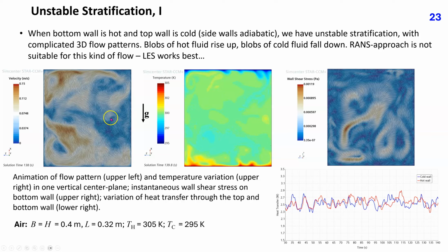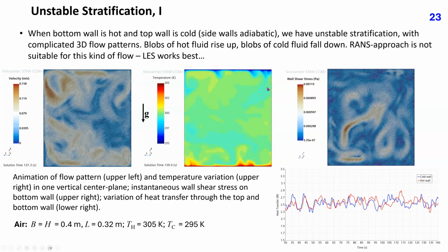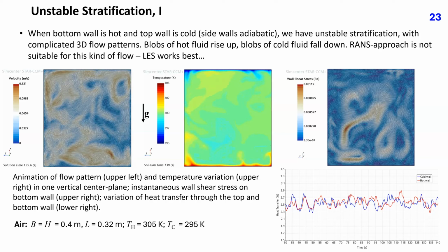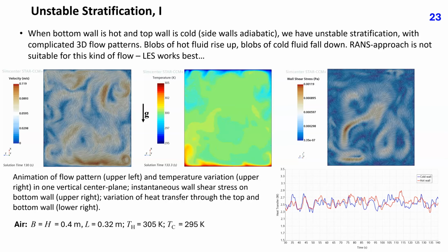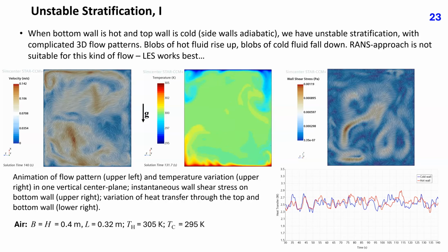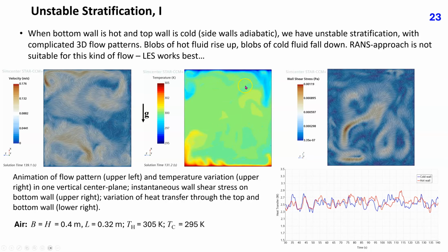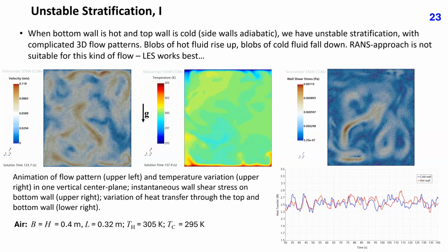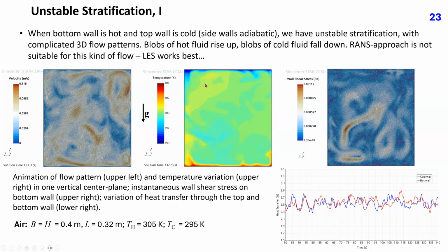These videos show animation of flow pattern and temperature variation in one vertical center plane from a large eddy simulation of natural convection flow in a cavity filled with air which is 0.4 meters tall with a base size of 0.4 times 0.32 meters, hot bottom wall at 305 Kelvin and cold top wall at 295 Kelvin. We see in these animations occasional ejections of hot blobs of fluid from the vicinity of the bottom wall as well as cold blobs falling down off the ceiling.